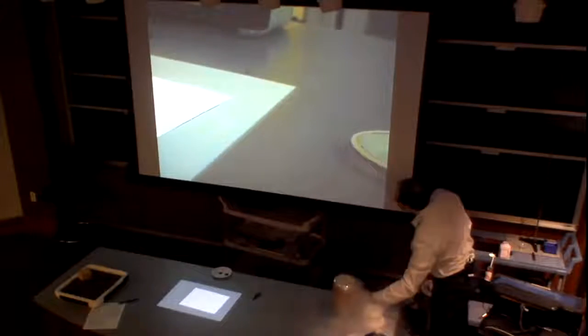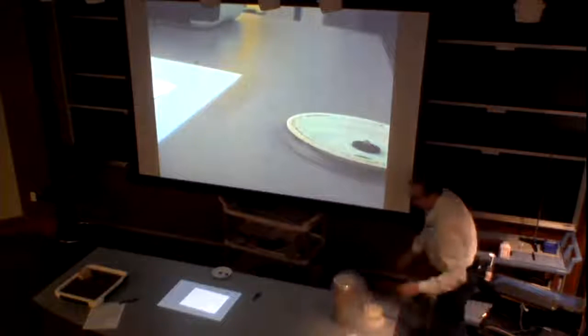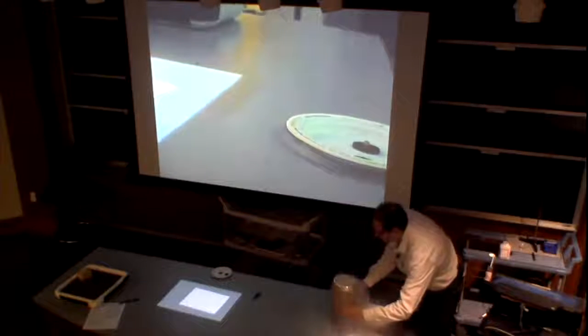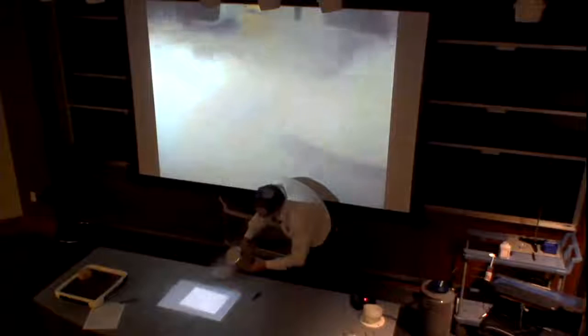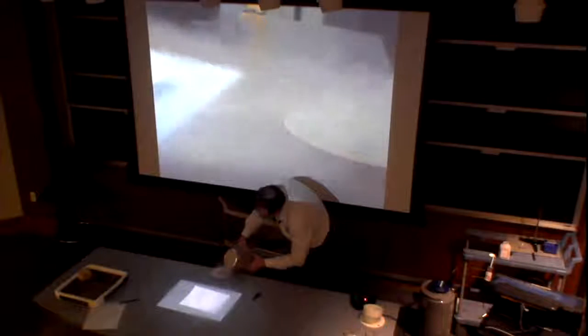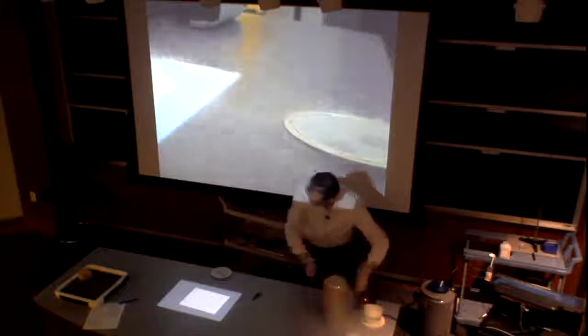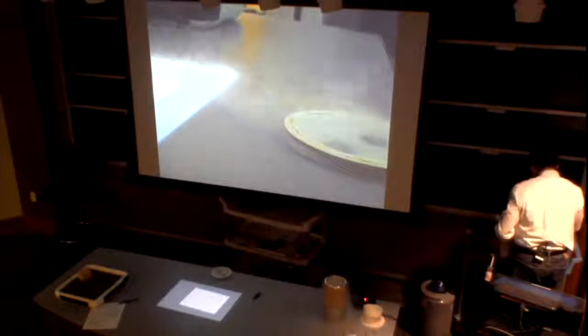I think I moved the camera. Now we can use this. Now we wait. While we wait, what's going to happen if instead of cooling down, we're going to heat it up?